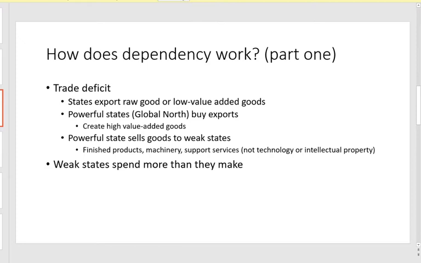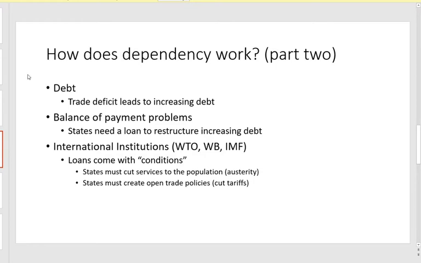So that's the first problem: you're actually losing money. Your state's losing money in this exchange. Yes, you're selling a low value good and you're getting machinery and jeans and things that your population wants, but there's less wealth in your state. So then we go to the next part, which is debt.